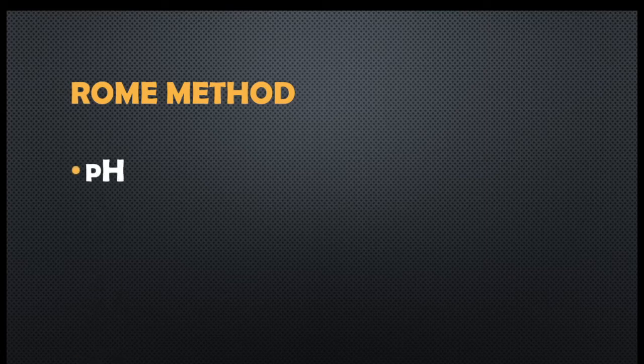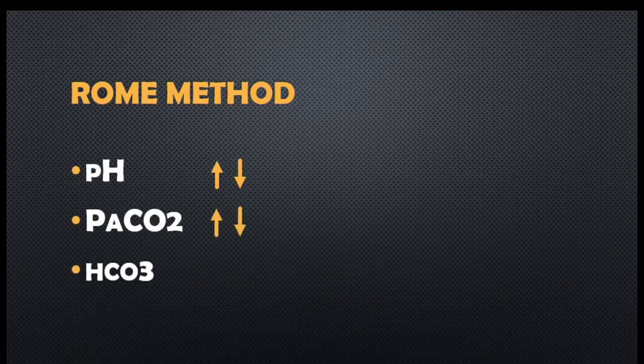So in the ROME method, we just need to identify if the value of the ABG is increasing or going up, or decreasing or going down. For example, your pH: is the value increasing or decreasing? With your PaCO2, is it increasing or decreasing? In your bicarbonate, is it increasing or decreasing?